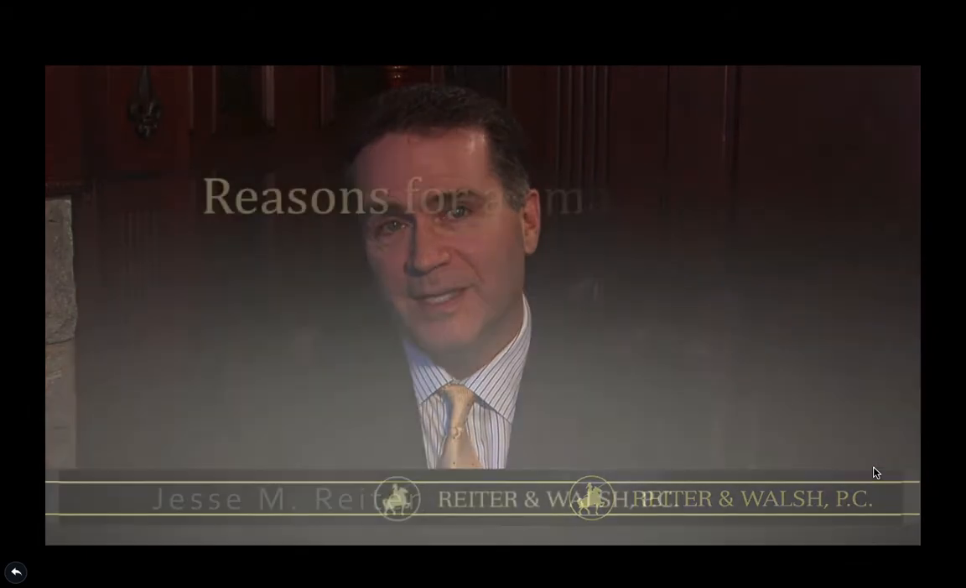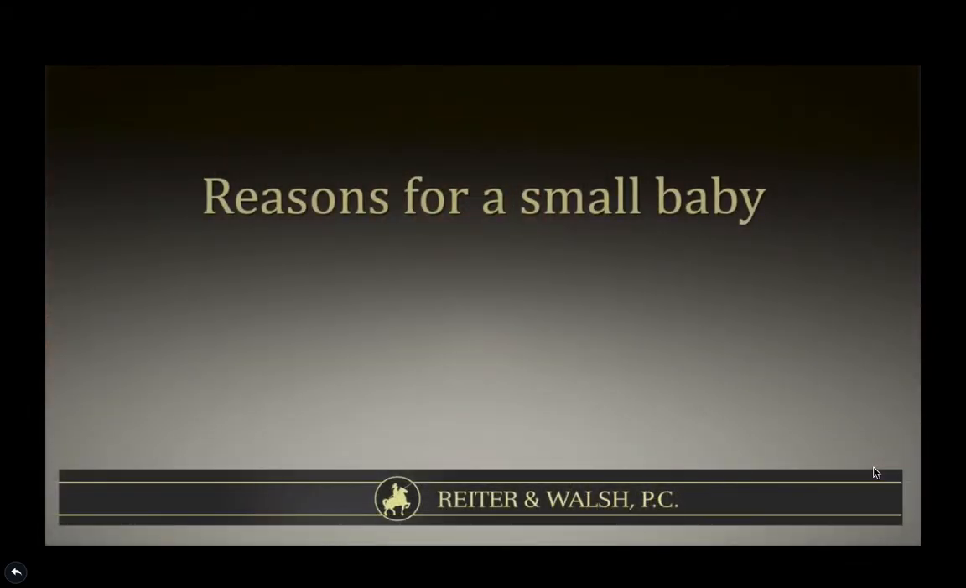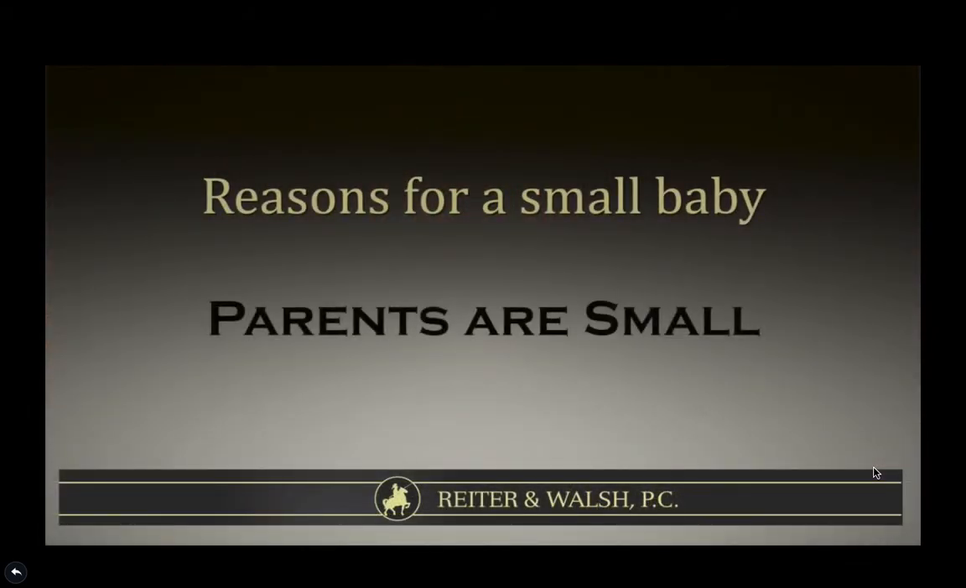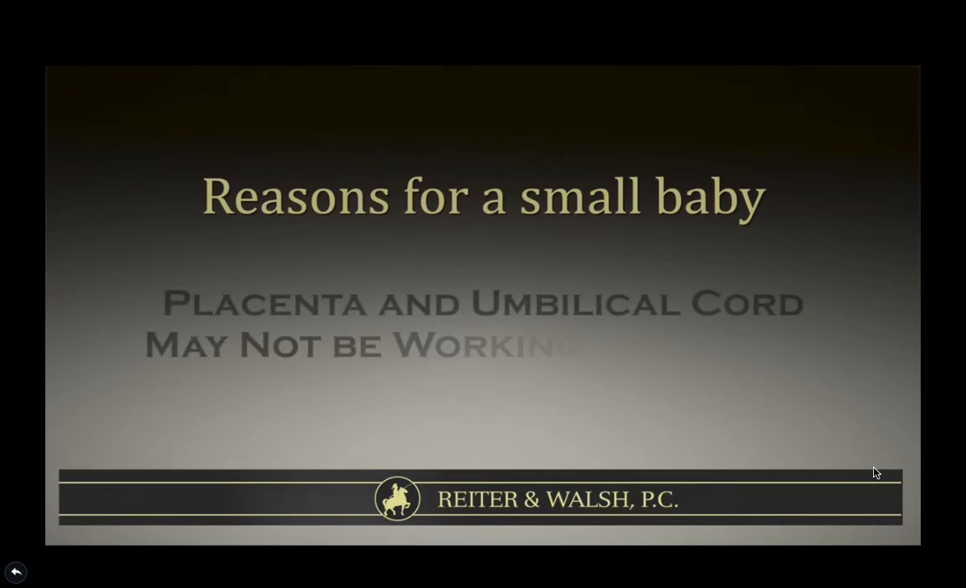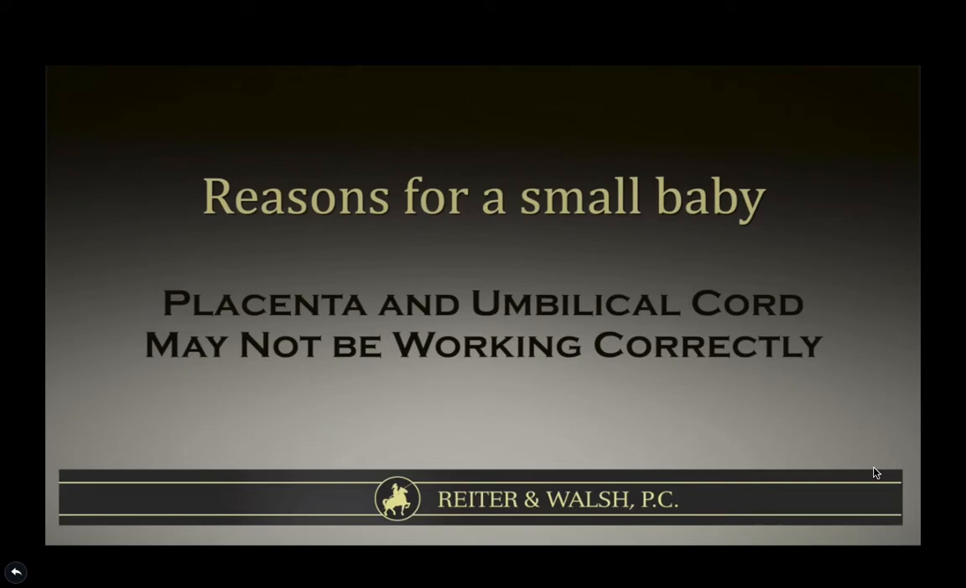IUGR stands for intrauterine growth restriction. And what that simply means is it's a small baby. Babies can be small inside the mom for several reasons. One of them could be that the mom and dad are just small and therefore the baby's small. Another reason a baby can be small is that the placenta and the umbilical cord, which feed and nourish the baby, are not working well.